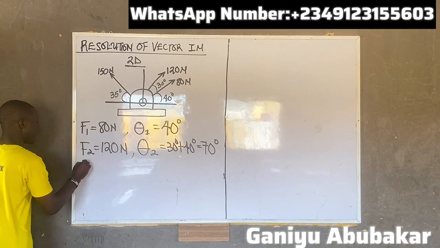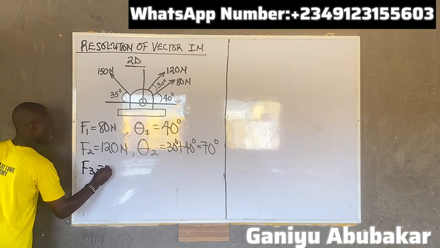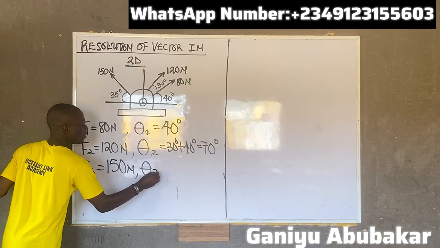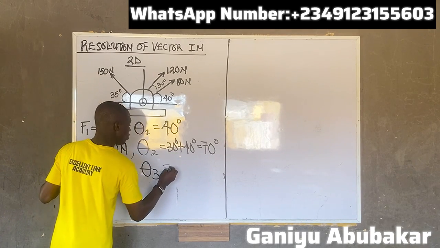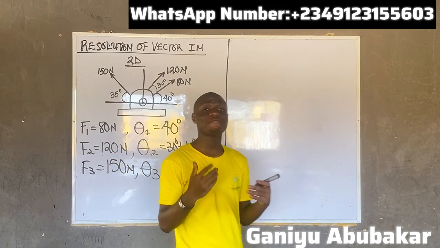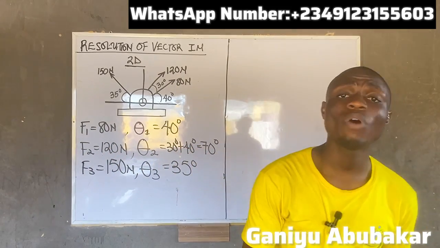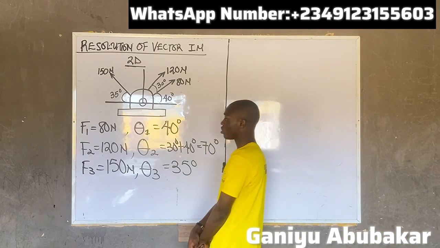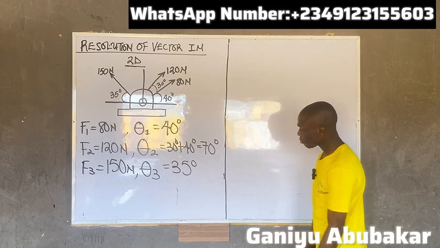F3 is 150 Newton, and theta 3 is 35 degrees. So my first task is to identify F1, F2, F3, theta 1, theta 2, and theta 3 as illustrated above.